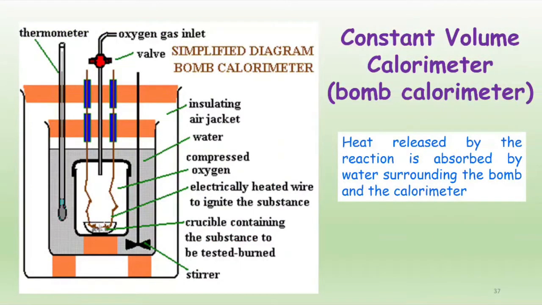The constant volume calorimeter is also known as the bomb calorimeter. The bomb is a metal container at the center of the calorimeter. Heat released by the reaction is absorbed by the water surrounding the bomb and the calorimeter itself.